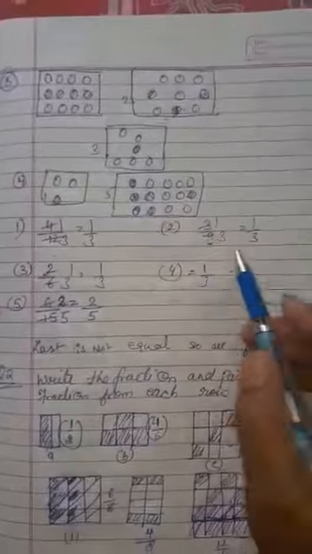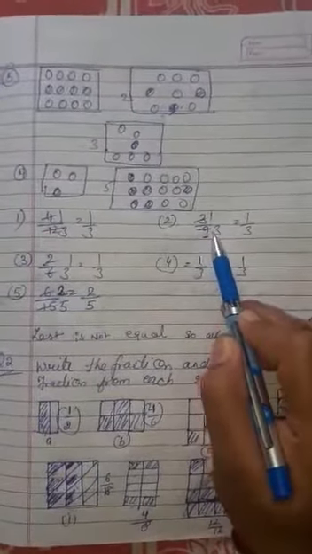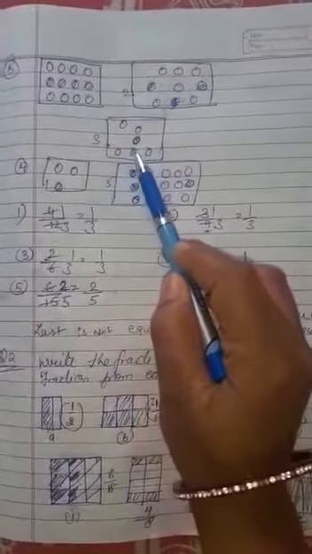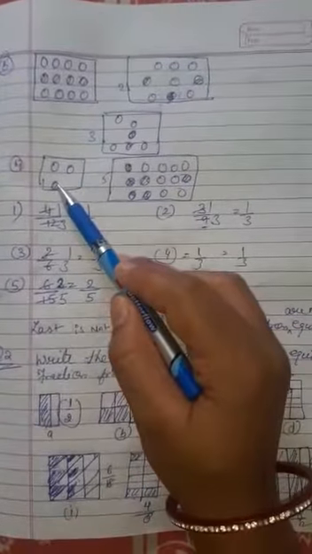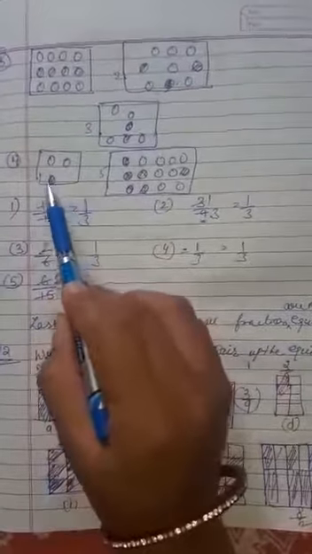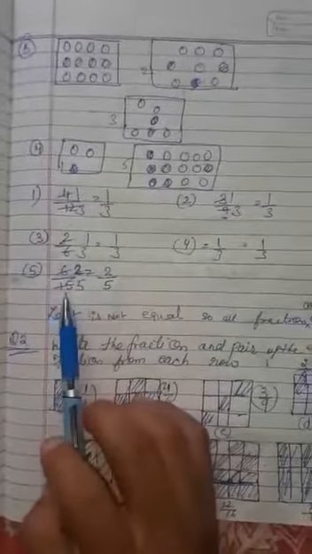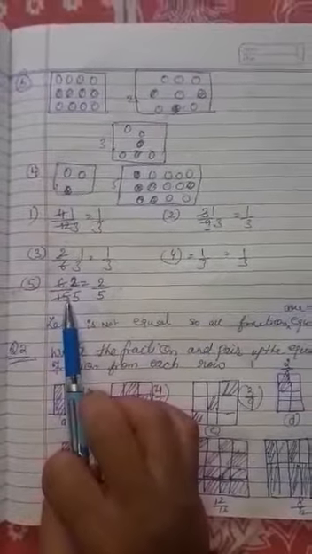The shaded portion is 3. So it will be 3 by 9. Same as here, the shaded portion is 2 and it consists of 6. Same here, the shaded portion is only 1 and it consists of 3 circles. Here the circles number 15 and the shaded portion is 6. Now we will convert all the fractions into the simplest form, the lowest simplest form.